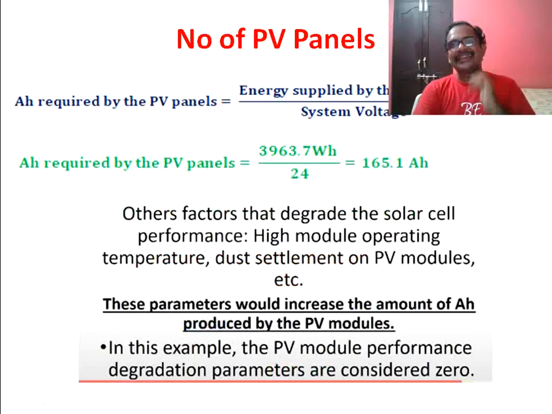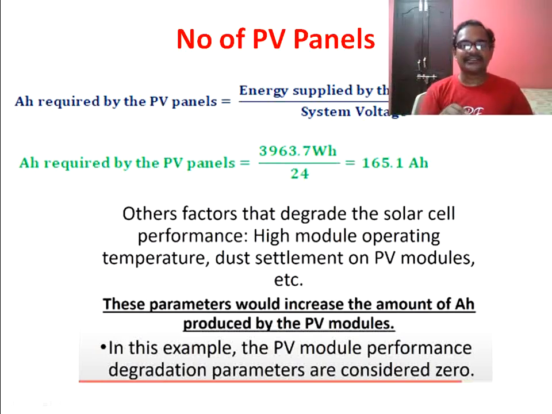Now let's calculate the number of solar PV panels required. For that we first calculate the ampere hours required from the PV panel. AH means ampere hour rating. How will you calculate the ampere hours required from the solar panel? It is the total energy supplied by the solar panels divided by the system voltage, which is 24 volts. Watt hours divided by voltage gives you ampere hours. So 3963.7 watt hours divided by 24 will give me 165.1 ampere hours.